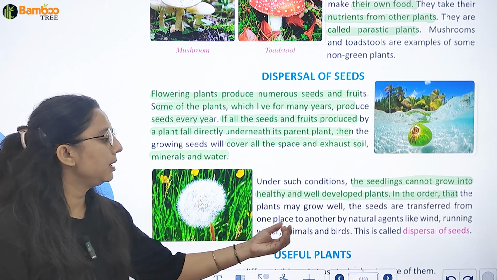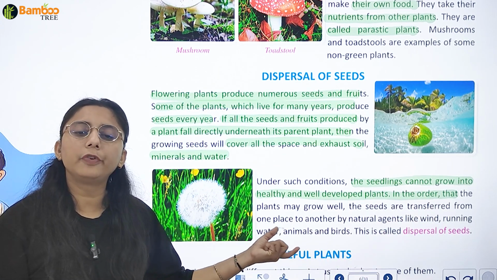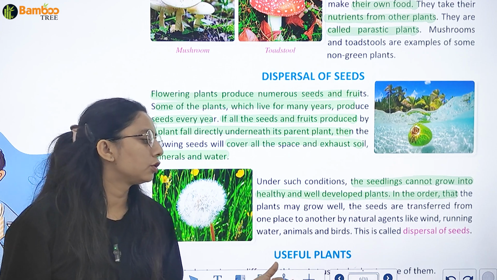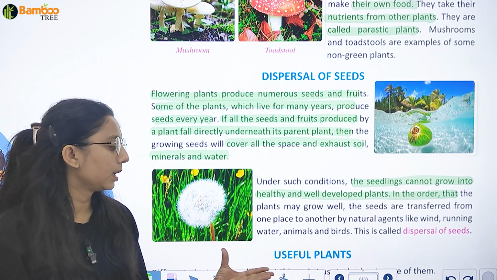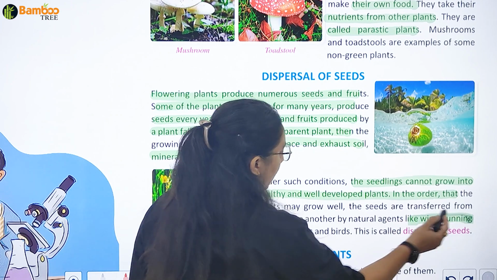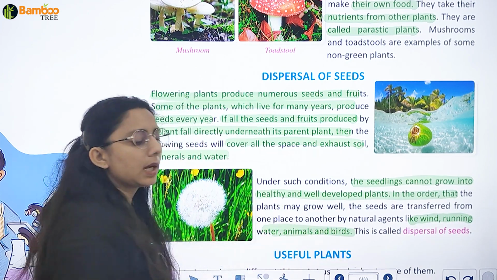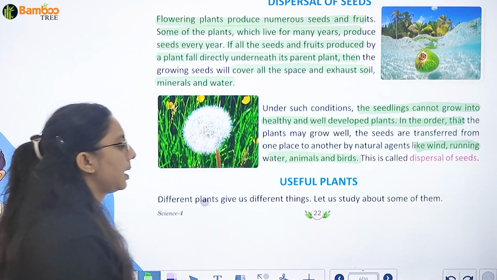Under such conditions, seedlings cannot grow into healthy and well developed plants. In order that the plants may grow well, जो seeds होते हैं उनको transfer करा जाता है from one place to another. What are the agents of seed dispersal? Wind, running water, ठीक है? Animals and birds. इनको हम क्या कहते हैं? Dispersal of seed.